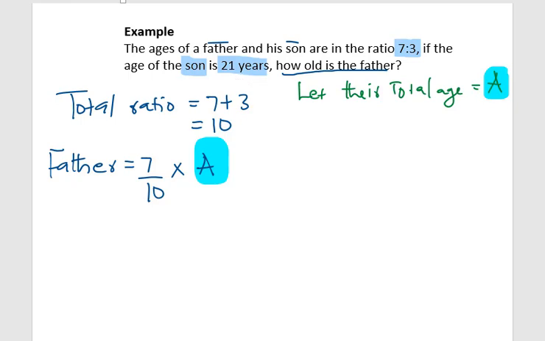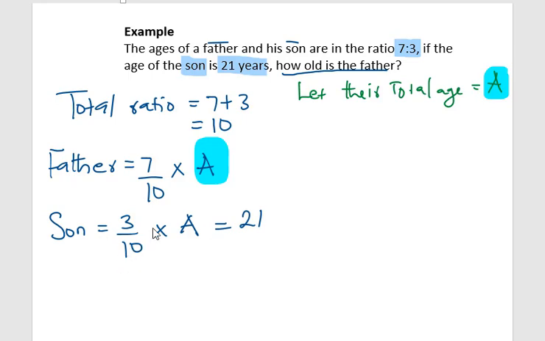Now let's fix this. Since we don't know what to do from here, we can just pause here and check the son. So for the son, we have what? 3 over 10 multiplied by the total age, which we called A, is equal to 21. Do you know why we say equal to 21? Because it was given to us in the question. This A, you can use X, you can use Y, whatever you want. You can use T. I just wish to use capital letter A. You can also use small letter a, no problem.